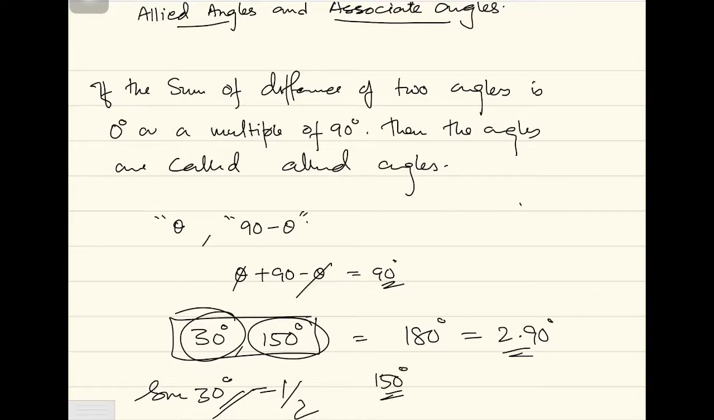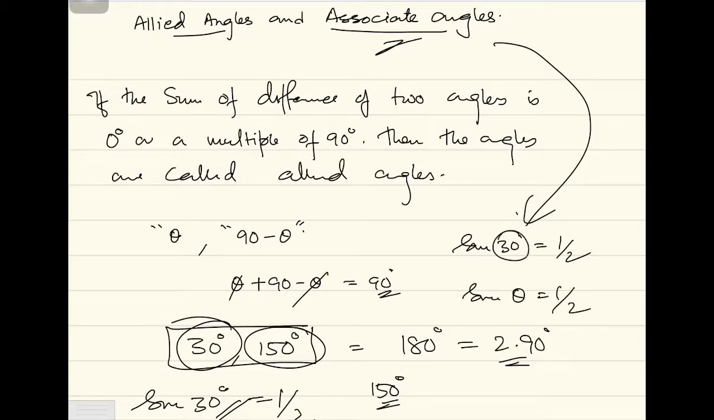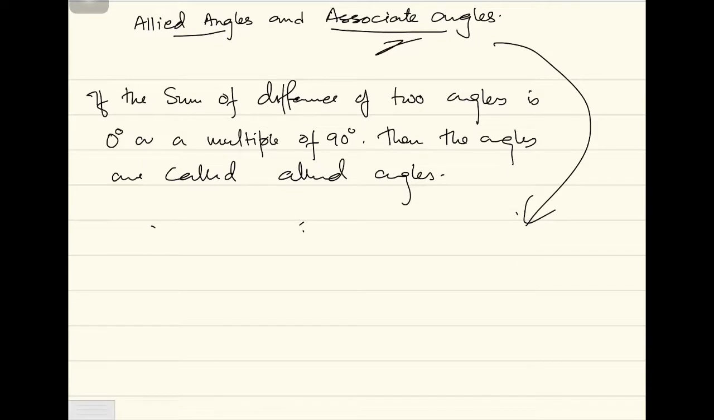Okay, also we'll learn about associate angles, and associate angles are very simple. If sine 30 degree is half, and let's say another angle theta also has sine equal to half, then we say 30 and theta are associate angles. So the associate angle definition is very, very simple. Let me write it down here.